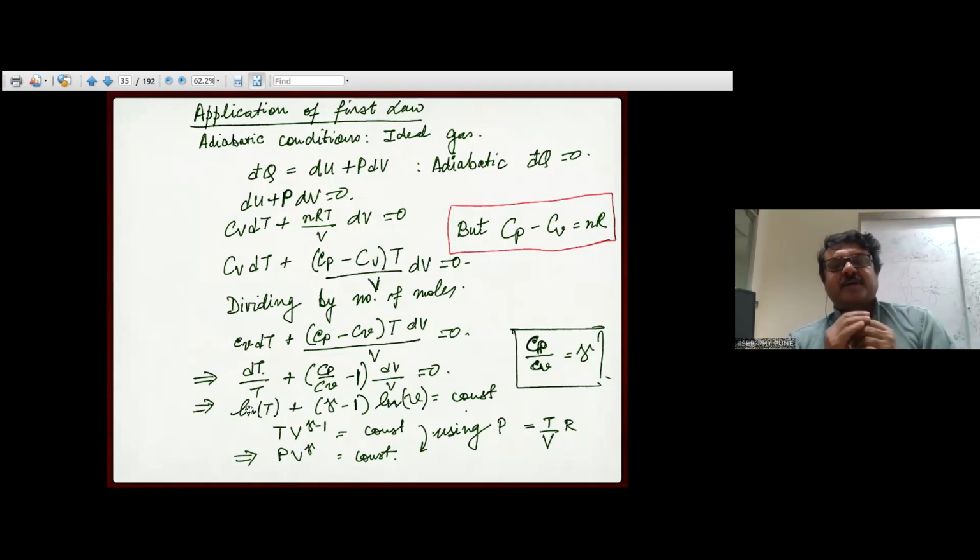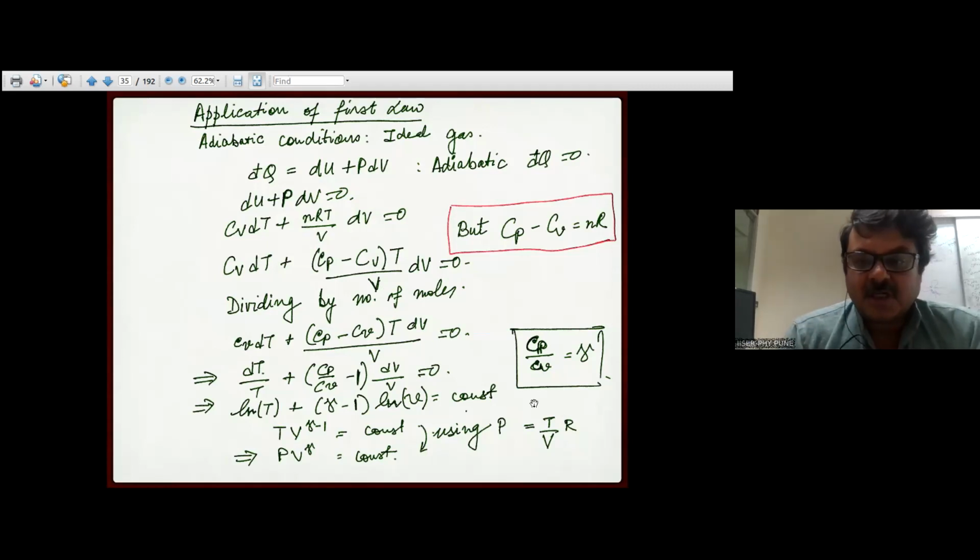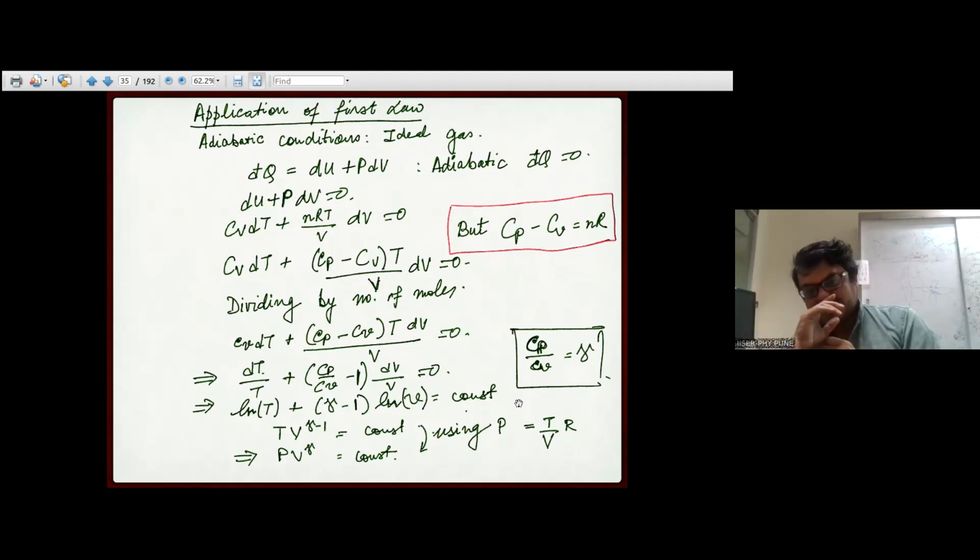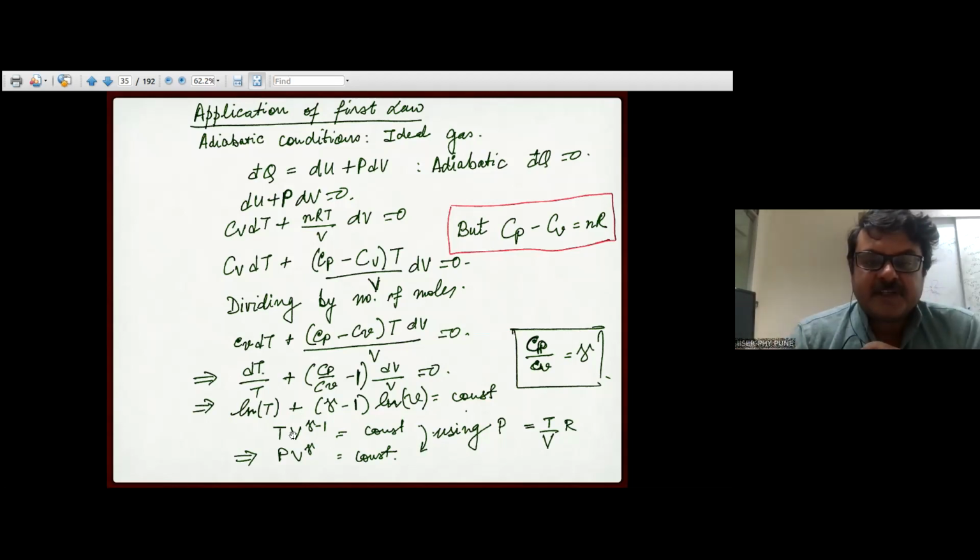Now, if you integrate it and write Cp by Cv equal to gamma, you get this relation, ln T, right? I think this should be division by T, so this T is missing here. This T has come here, and you already had dV by V. So what you get is ln T plus (gamma minus 1) ln V equal to constant, and from which you get this relationship, right?